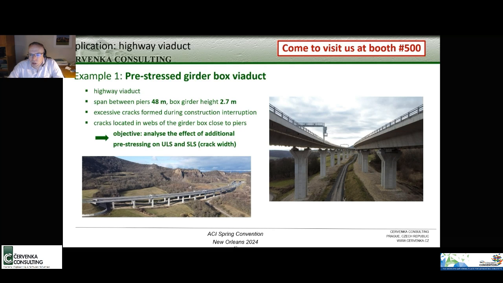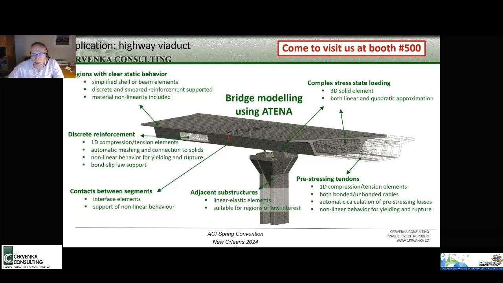This bridge had some problems after it had been constructed, so that's why nonlinear modeling and analysis was used to investigate the root cause and also to propose strengthening. Here you see the model. We modeled actually one cantilever from midspan to midspan. You see a quite detailed model which included the normal reinforcement of each segment, the pre-stressed tendons, and the contacts, the gaps between the individual segments.